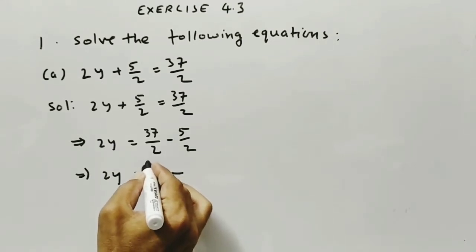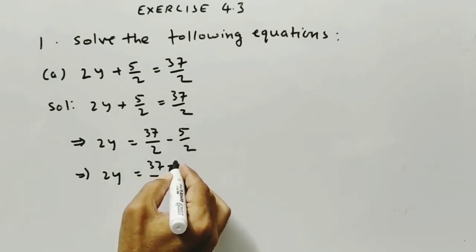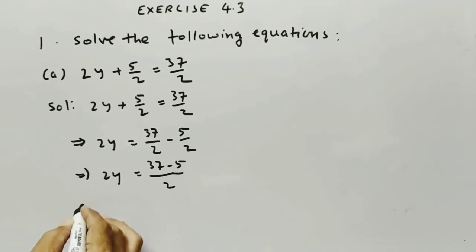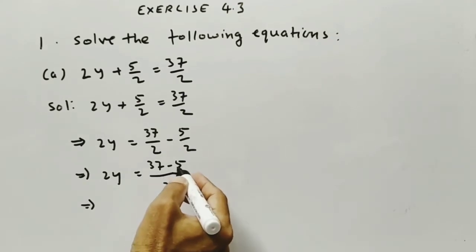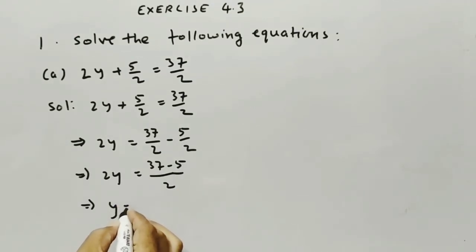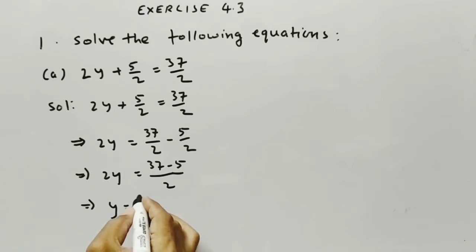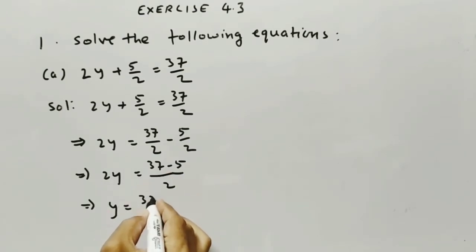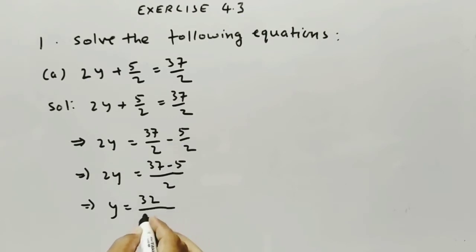So 37 minus 5. This implies, what is the simplification of 37 minus 5? That is 32. So y is equal to 32/2. This 2 will go to the denominator 2. This implies y is equal to 8, which is the solution of the equation.